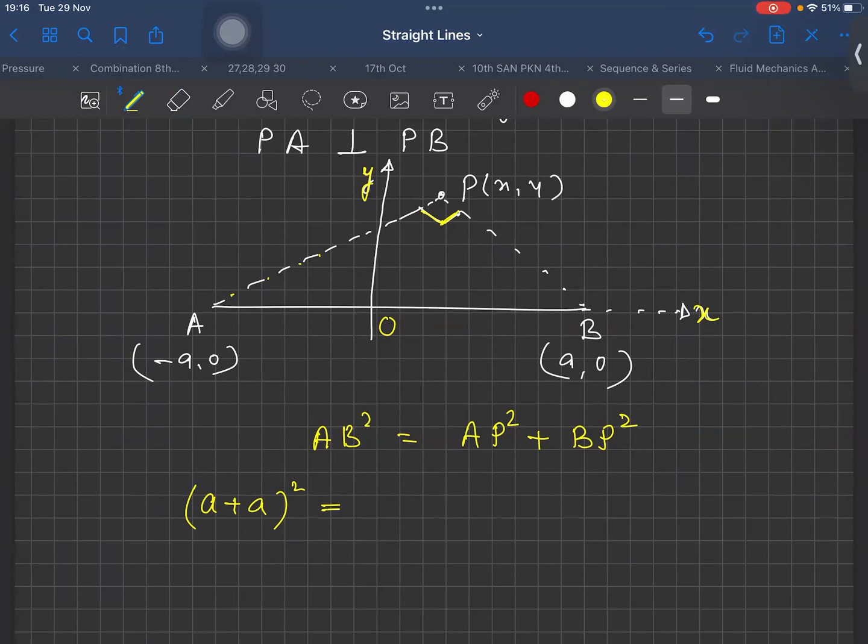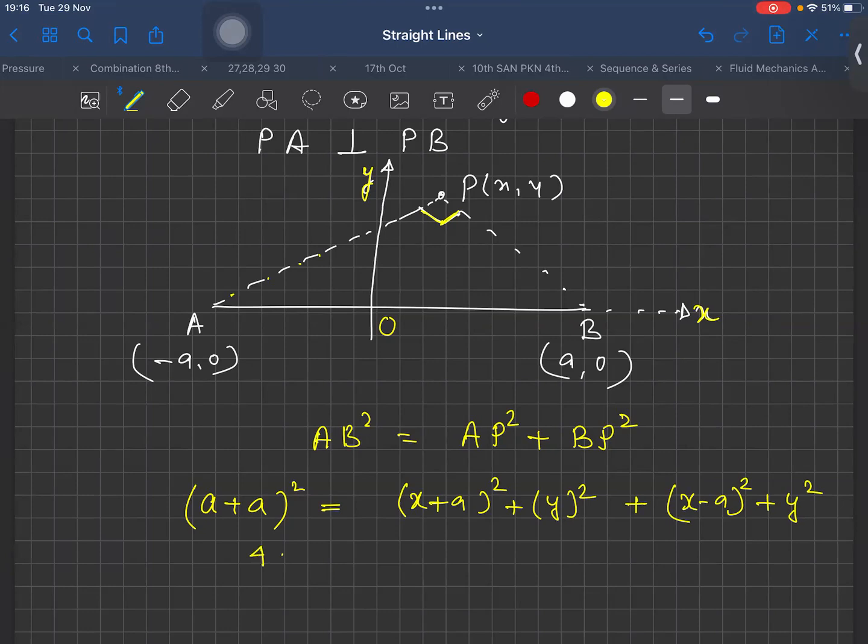Yeah, this is correct. Find out AP. AP squared will be (X minus A)... (X plus A) whole square plus (Y minus 0), that means Y square, isn't it? Plus BP square. How do you find BP square? BP squared will be (X minus A) square plus Y square, right? Is that it or not?